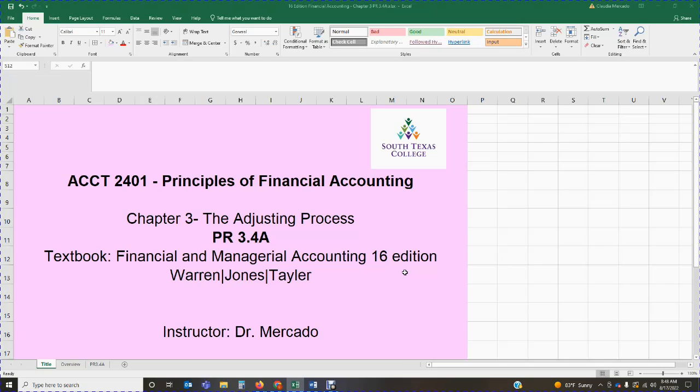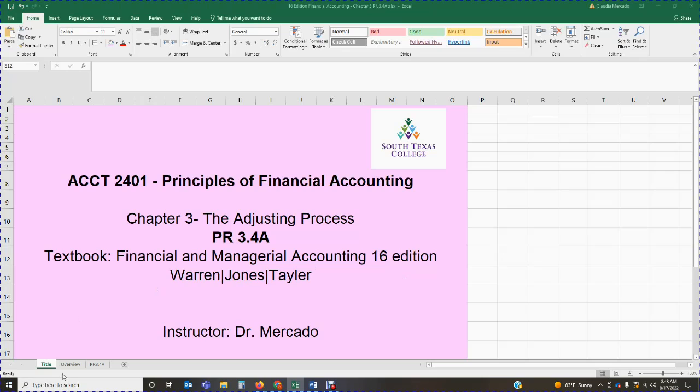Okay, this is the adjusting process. We are learning to make adjusting entries. There are a lot of examples provided to you in your textbook, on your ebook. So please make sure that you refer to those examples, that you read the chapter maybe twice so you can understand the content. That way you can become familiar, and as you're preparing these adjusting entries, they make sense to you.